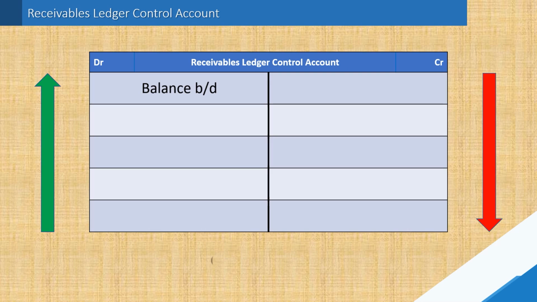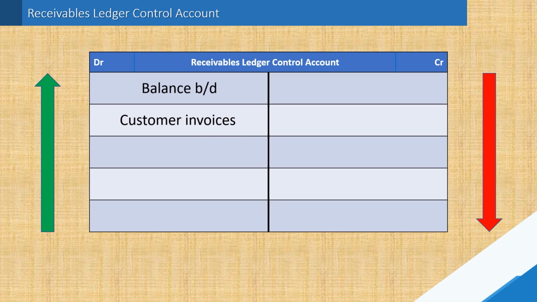Next, let's consider customer invoices. The debit side of the account is used where there is an increase in the amount owed to the business. Therefore, the total of all customer invoices will be added together and again recorded on the debit side of the account.